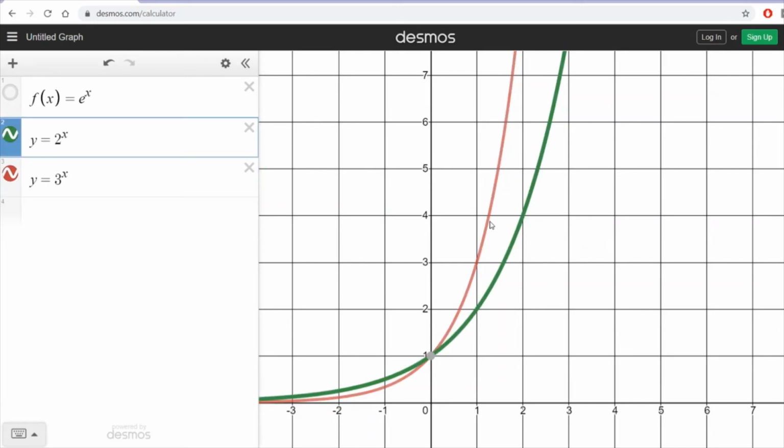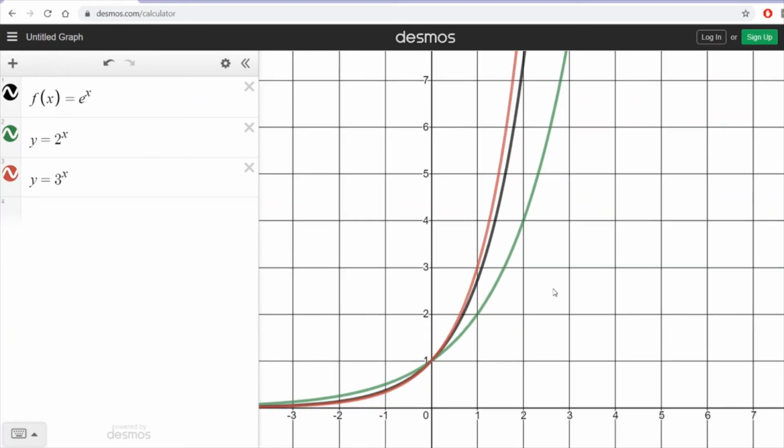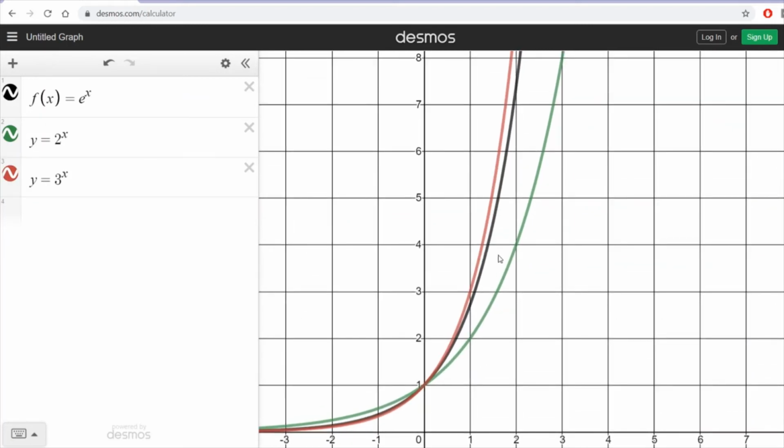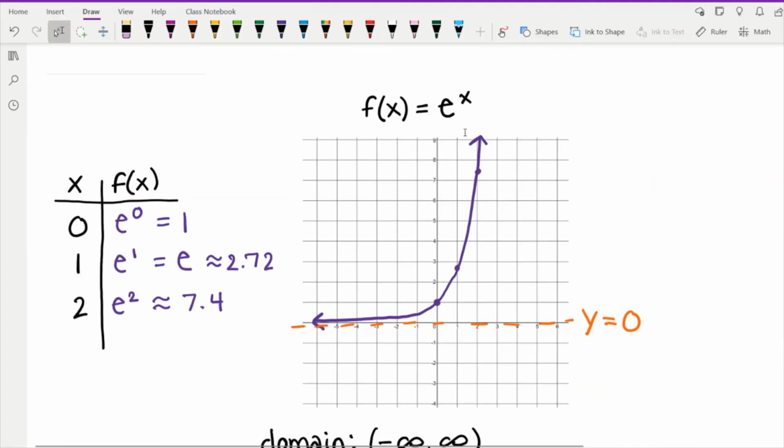So here's 2 to the x, here's 3 to the x. e to the x should be between them, because 2.7 or 2.72 is between 2 and 3. Now, which one should it be closer to? Well, 2.72 is closer to 3 than it is to 2. So we should expect to see the graph be a little closer to the red function. So let me graph e to the x. And so we can see that, yeah, it is closer to the red function, but it lies between the green and the red function. So that gives you another idea of just the general shape of the graph of e to the x.